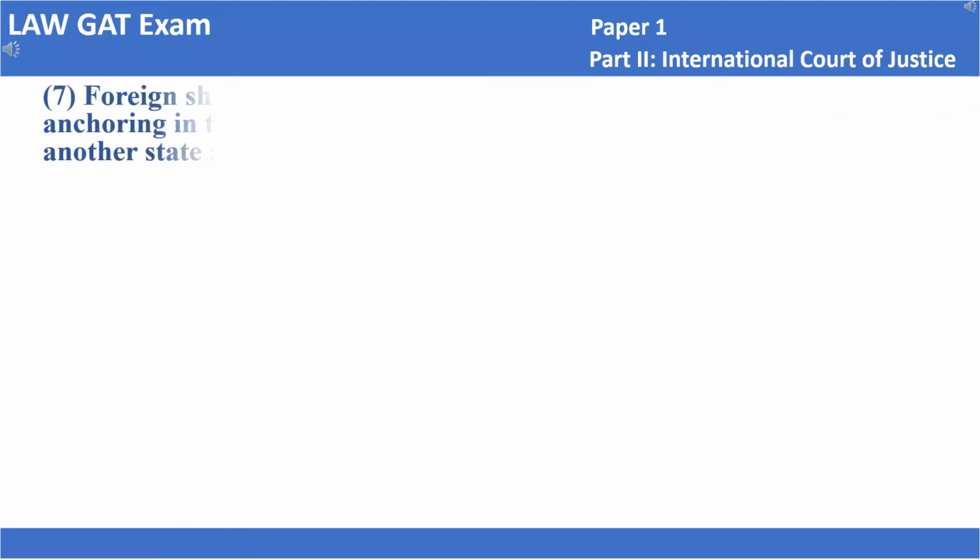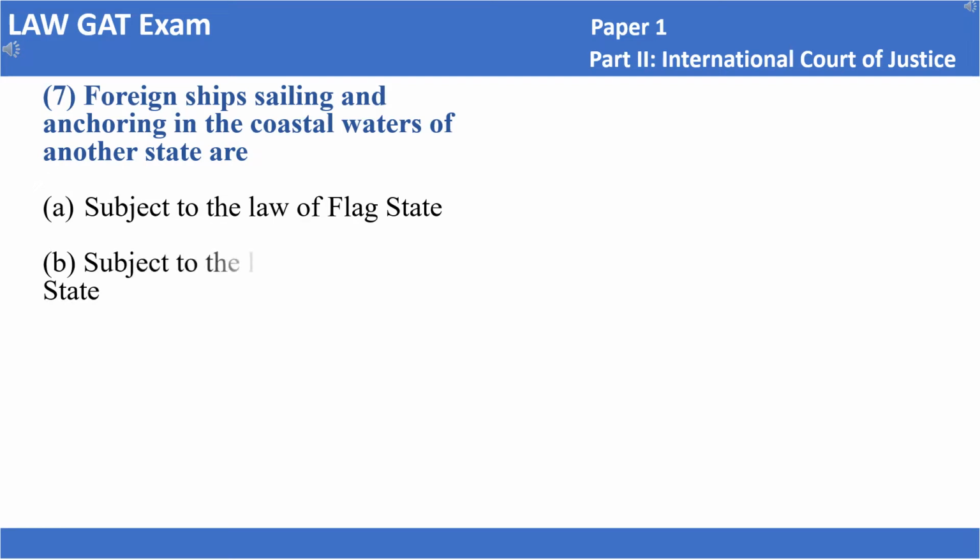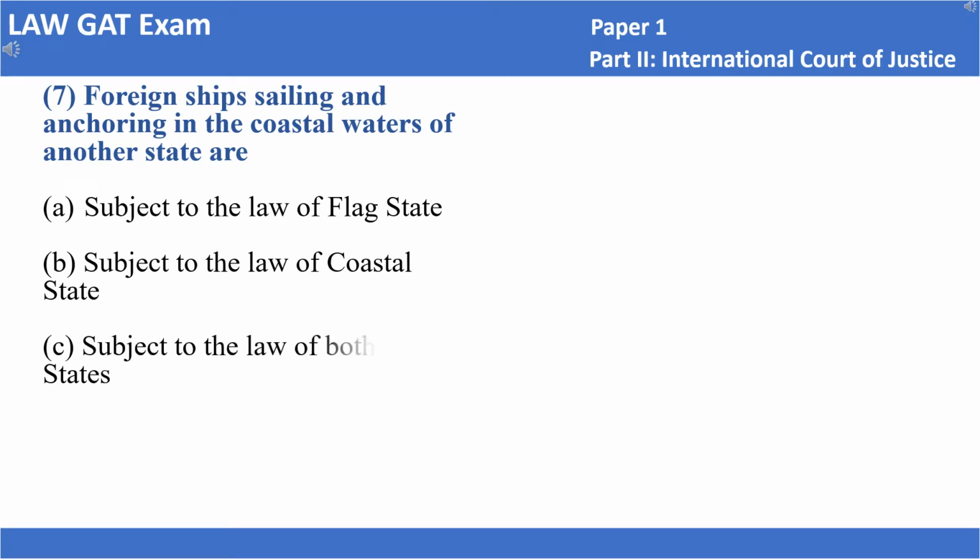Foreign ships sailing and anchoring in the coastal waters of another state are, is it option A, subject to the law of the flag state? Is it option B, subject to the law of the coastal state? Option C, subject to the law of both the states? Or is it option D, none of these? The correct answer is option C, subject to the law of both the states.